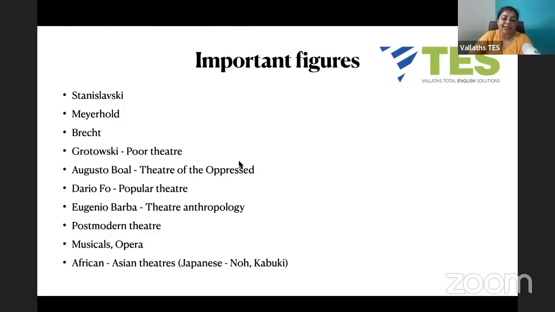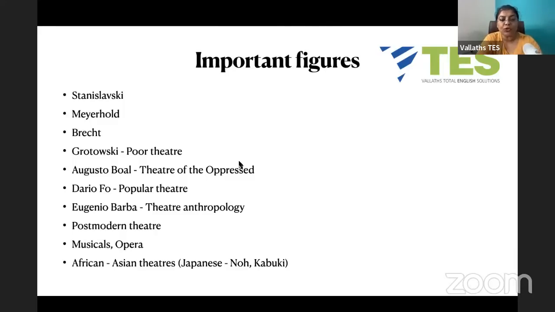Konstantin Stanislavski. He was a Russian theater practitioner associated with Ibsen. He was also a character actor. Will you remember? He was a theater director as well as actor, Konstantin Stanislavski. Stanislavski's system is very famous. Have you heard of that? It is a method of acting that he developed.